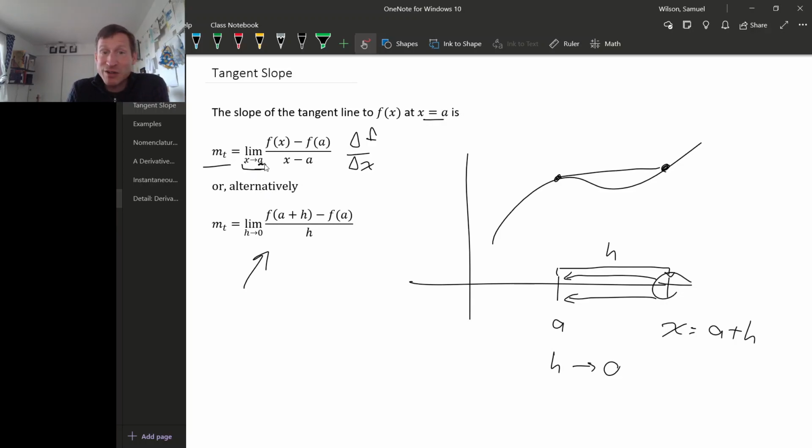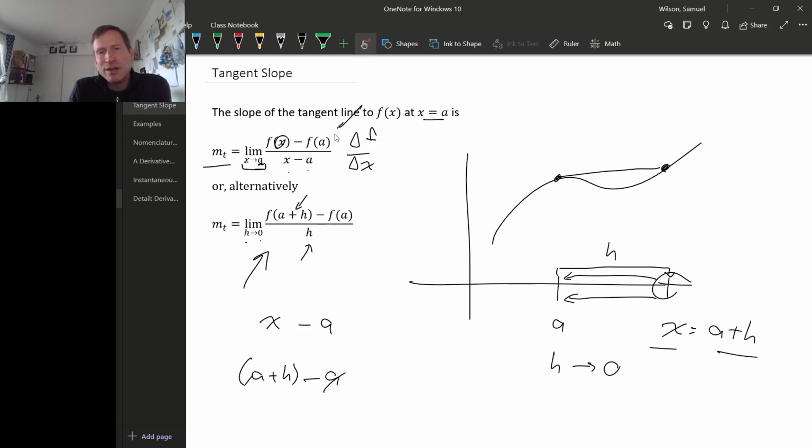So instead of x going to a, we have h going to 0. Instead of x, x is just a plus h, so here's a plus h. And then x minus a, well, x is a plus h. So x minus a is a plus h minus a.